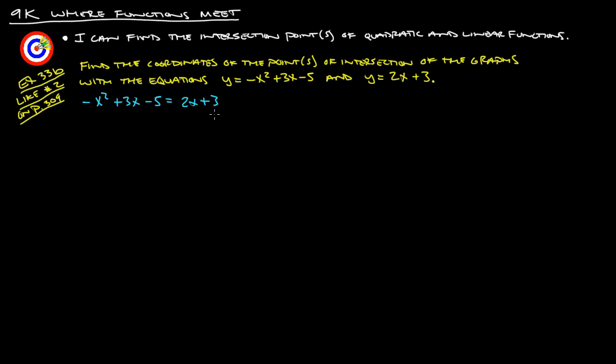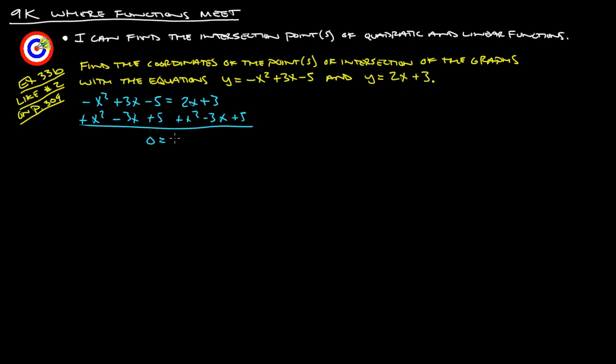And then we're going to move everything to one side. Now, we have a negative x squared over here, so I'm going to move all of these to the right side so that we get a positive x squared. It just makes it a little bit nicer to try to factor. So let's add x squared, subtract 3x, and add 5 to both sides.